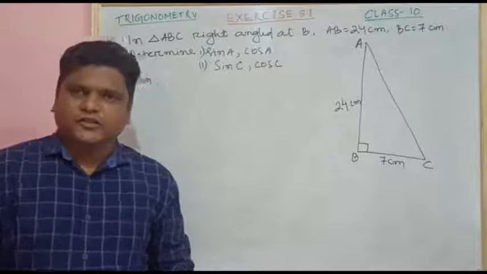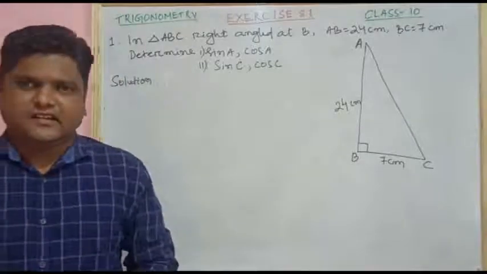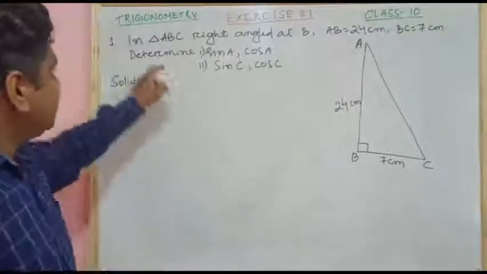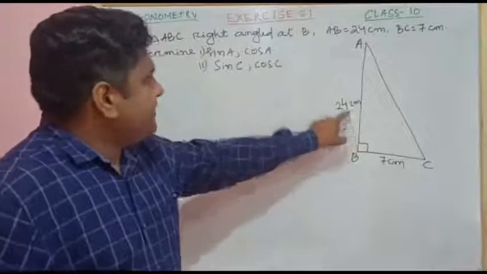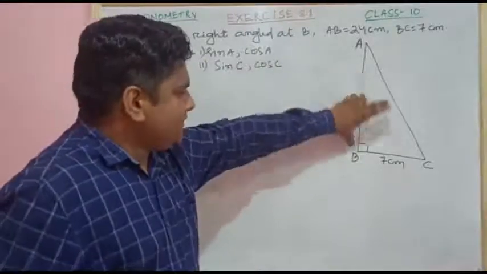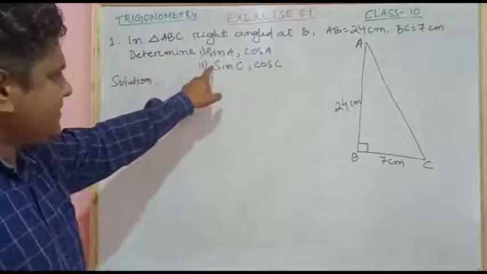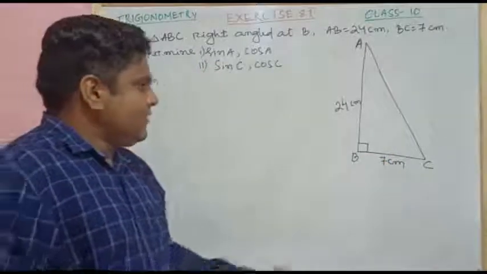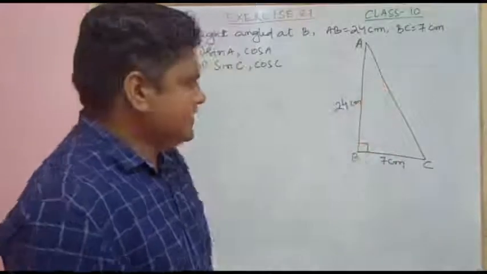Students, today we will solve exercise 8.1 trigonometry of class 10. Number 1: in triangle ABC, right angle at B, AB equal to 24 cm, BC equal to 7 cm. We have to determine sin A, cos A, and second bit sin C, cos C. For this we have to find the value of the hypotenuse AC.